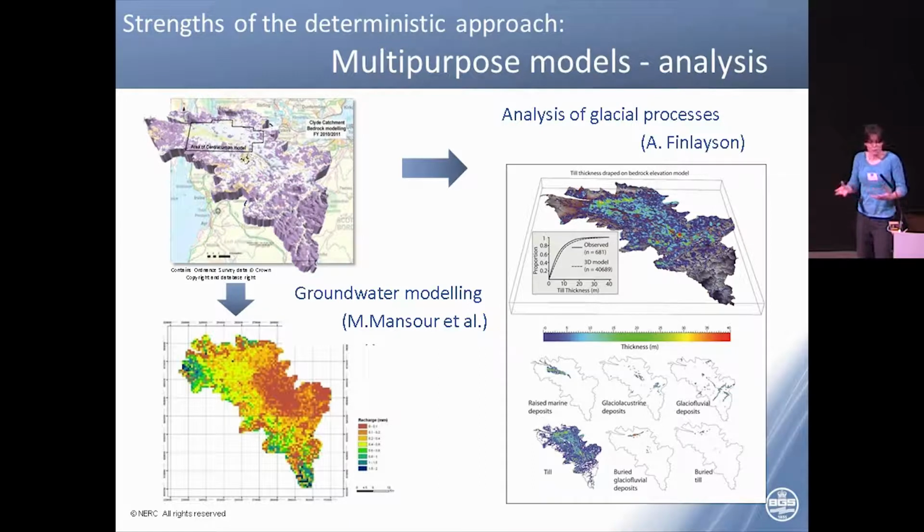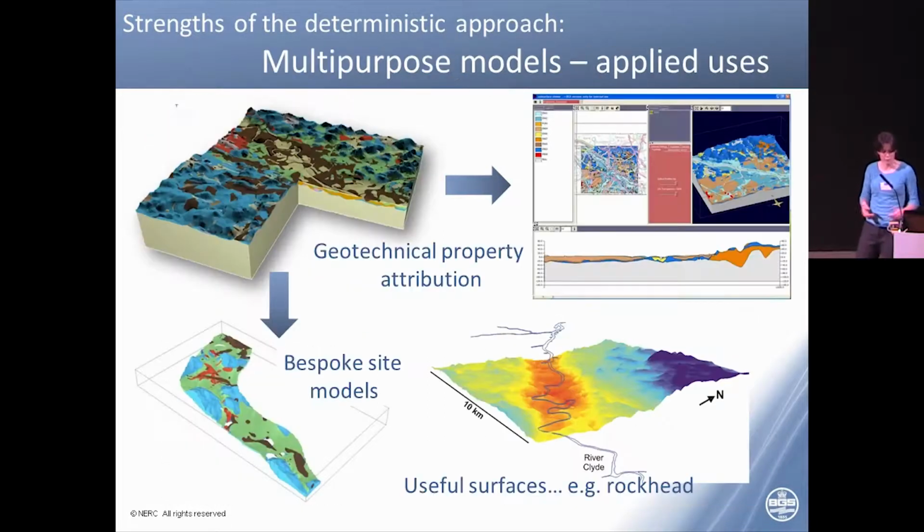And these models can be used for a range of things. We've already seen how Andrew has used the catchment scale models to look at the thicknesses of particular units and do analysis on processes. But you can also use the same model by parameterizing it differently to look at things like groundwater processes and flow. So quite versatile in that context.